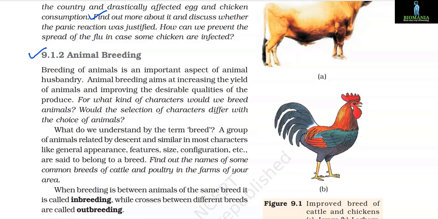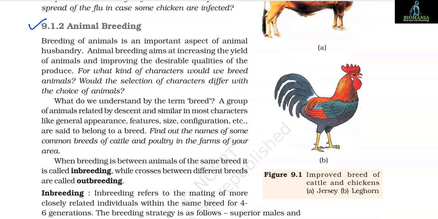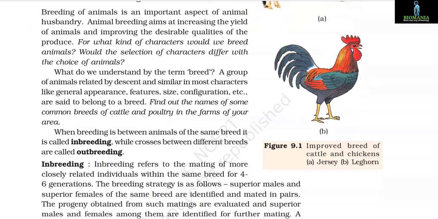9.1.2 Animal Breeding. Breeding of animals is an important aspect of animal husbandry. Animal breeding aims at increasing the yield of animals and improving the desirable qualities of the produce. For what kind of characters would we breed animals? Would the selection of characters differ with the choice of animals? What do we understand by the term breed?